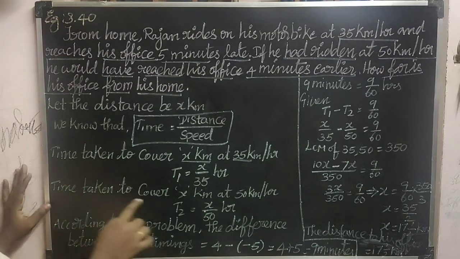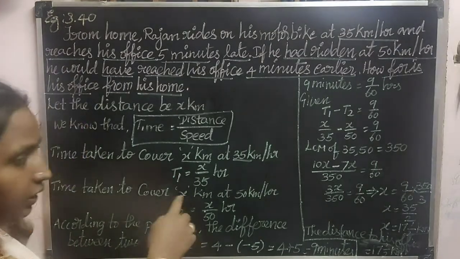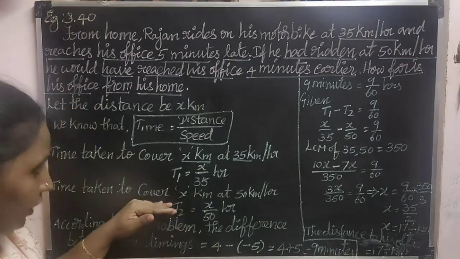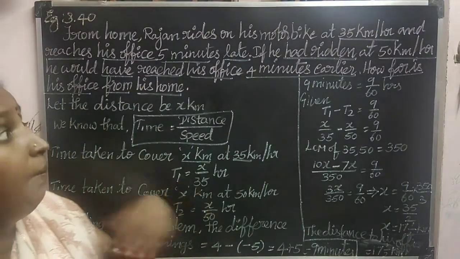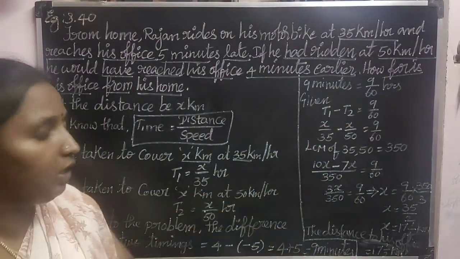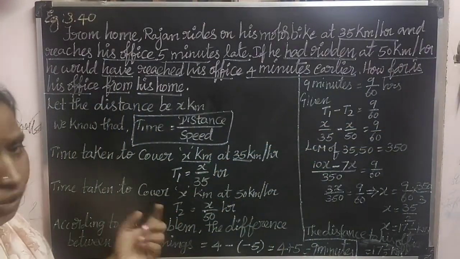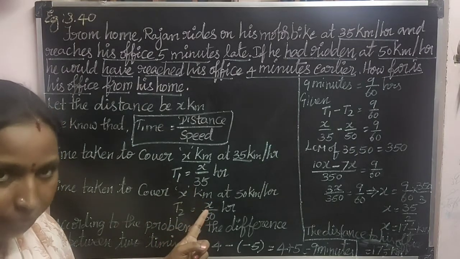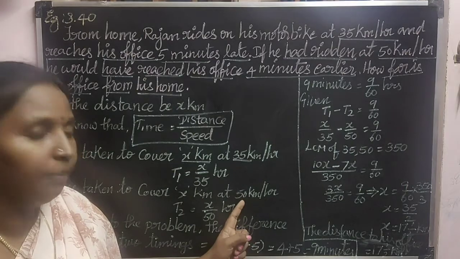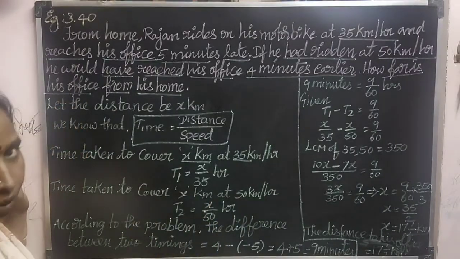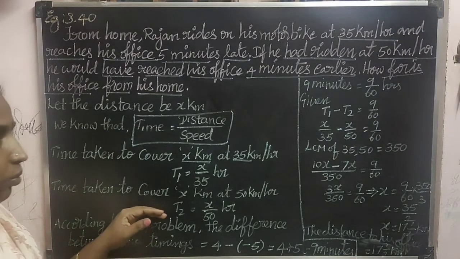Okay. Next, the time taken to cover x kilometer. The distance should be the same, from his office to home. So the same distance, x kilometer. But now he rides at 50 km per hour, as given. So at 50 km per hour, t2, the time, equals distance by speed. Here the distance is the same x, but the speed increases to 50 km per hour. So t2 equals x by 50 hours. Okay, did you understand these two steps?